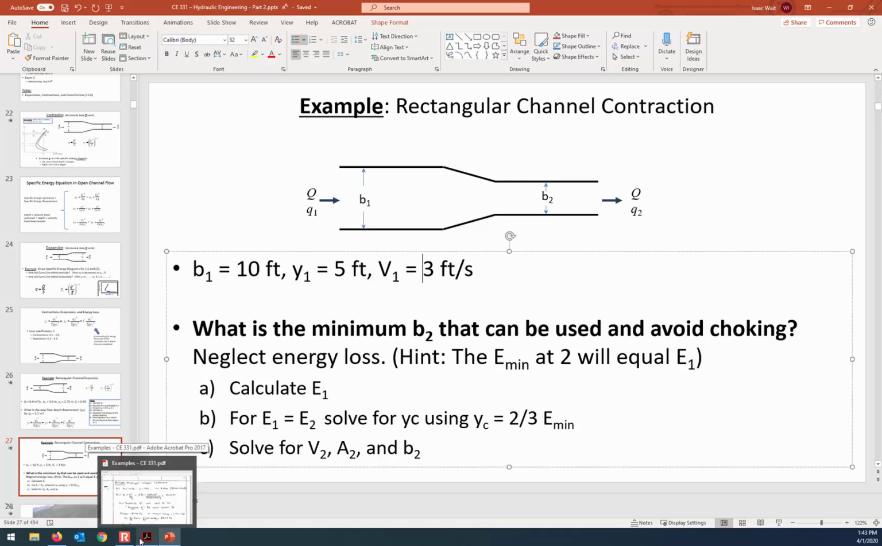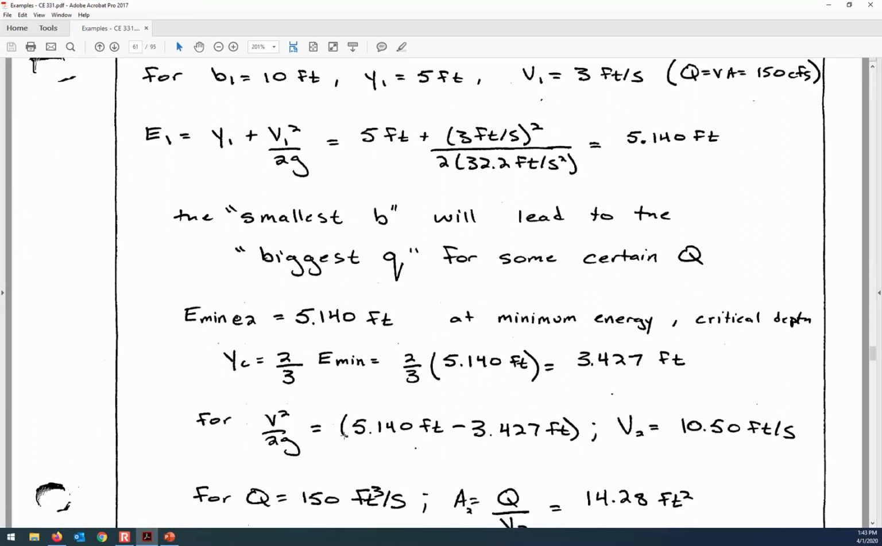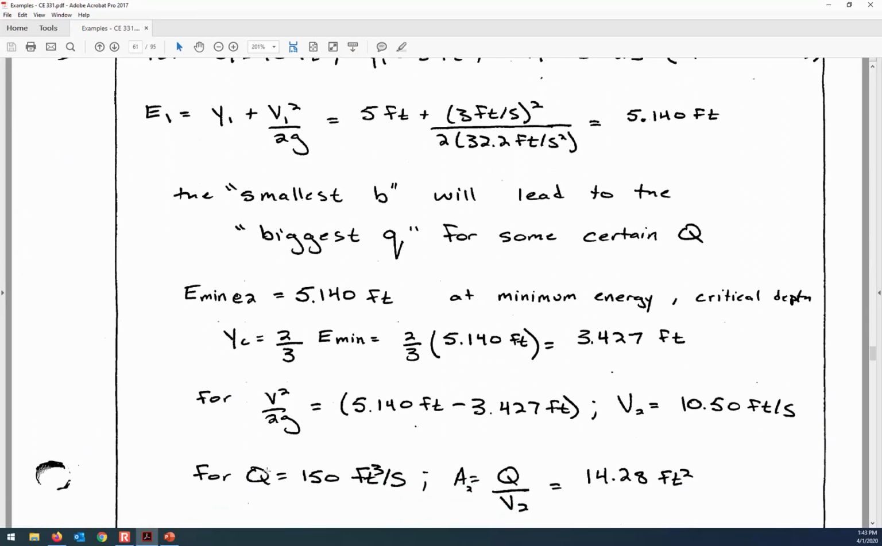So that's the flow rate, 150 CFS, because it is the upstream area multiplied by the upstream velocity. So now, what's going on at location 2? If we know that the specific energy is 5.14 feet and the depth is 3.423 feet, then the difference between the two is how much energy there is in the velocity head. So we can calculate the velocity downstream at location 2.